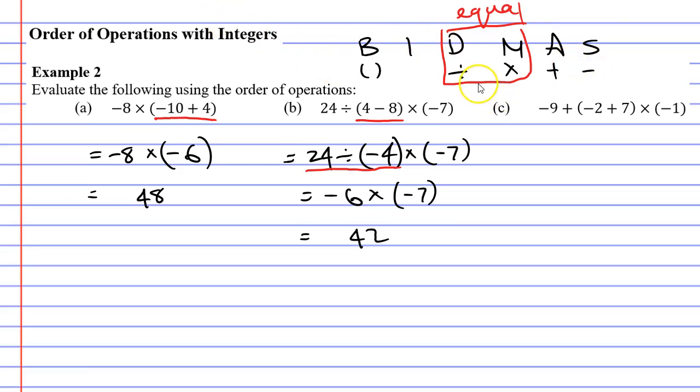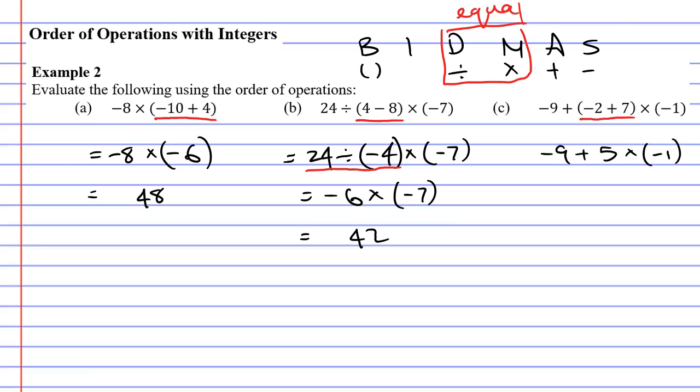Now moving on to question C, we've got brackets again. Once again, we don't underline the negative 1 because the brackets are just there to point out that that's a negative number. Negative 2 plus 7 is 5. And then we carry down anything that was not underlined. So we're going to carry down the multiply by negative 1 part and the negative 9 and the addition symbol.